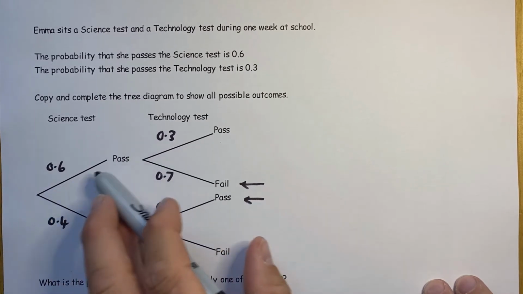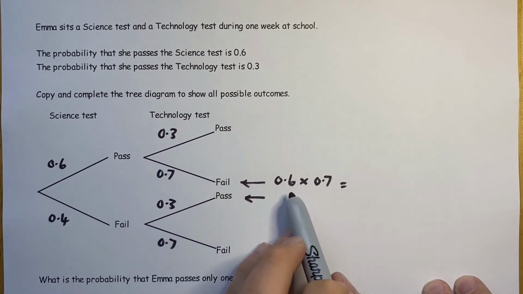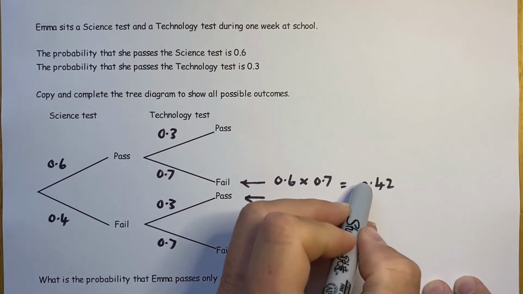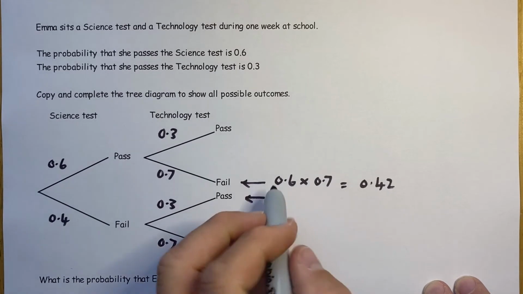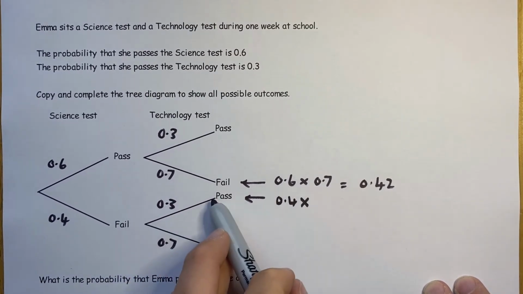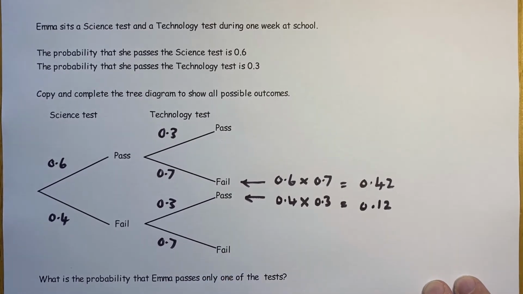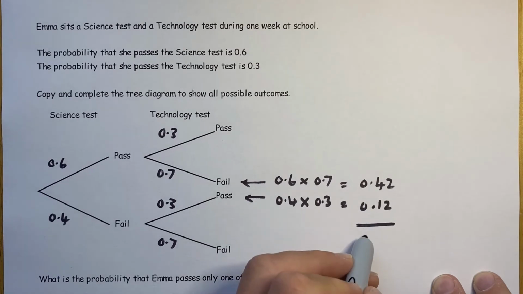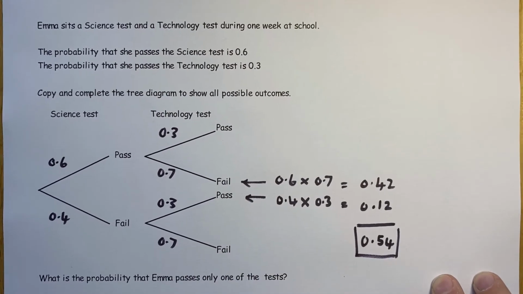So science test passing is 0.6, and so times failing the technology 0.7. We've got 6 times the 7, we've got 42, but we've got 2 decimals in, so we've got 0.42. And all probabilities, if they're in decimal form, have to be as 0 anyway, because the highest it can be is 1. Let's do the other one though. So you could fail the science, which is 0.4, and so times pass the technology, which is 0.3. 4 times 3 is 12. Again, 2 decimal points in, so 0.12. So the answer to this question, the probability that she passes only one, is that outcome, or that outcome, which gives us a total of 0.54. So she just got over half a chance of passing one of the tests.